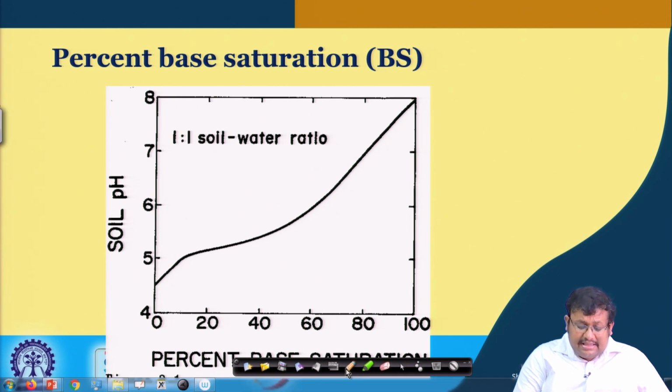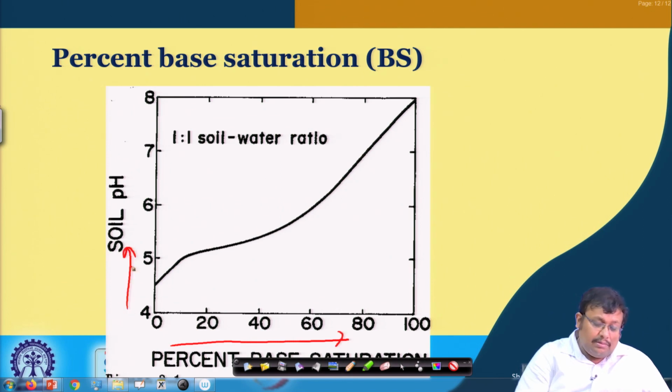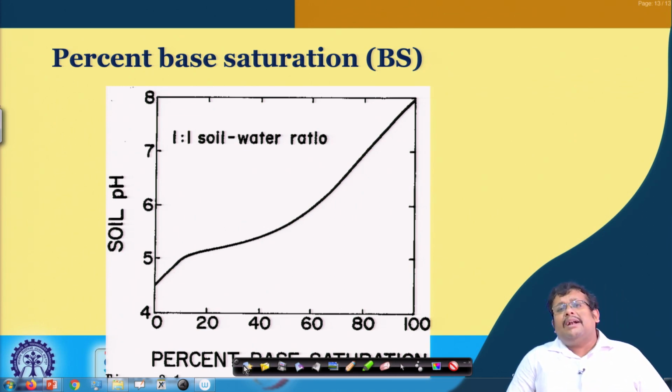Now, obviously, this picture is also self explanatory. In the x axis we are plotting percent base saturation, in the y axis soil pH. Obviously as the percent base saturation increases, soil pH will also increase, and it is quite evident because percent base saturation means the exchange complex is saturated by more and more basic cations. When it is occupied by more and more basic cations, obviously the soil pH will also increase. So, this is the practical implication of percent base saturation.